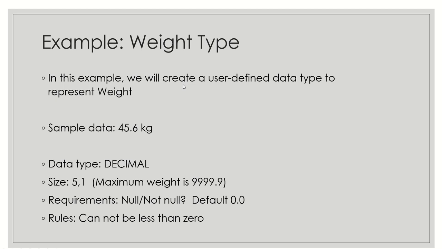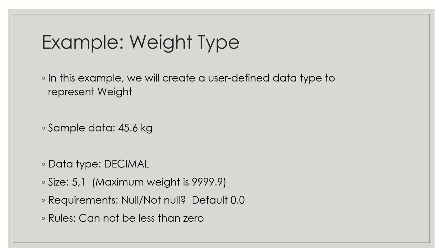So let's work our way through an example. In this example, we're going to create a user-defined data type to represent weight. The sample data here shows 45.6 kilograms. So if we're looking at a weight value, we have to consider the sample data. You can see there's a decimal point here, so we don't want to choose integer.